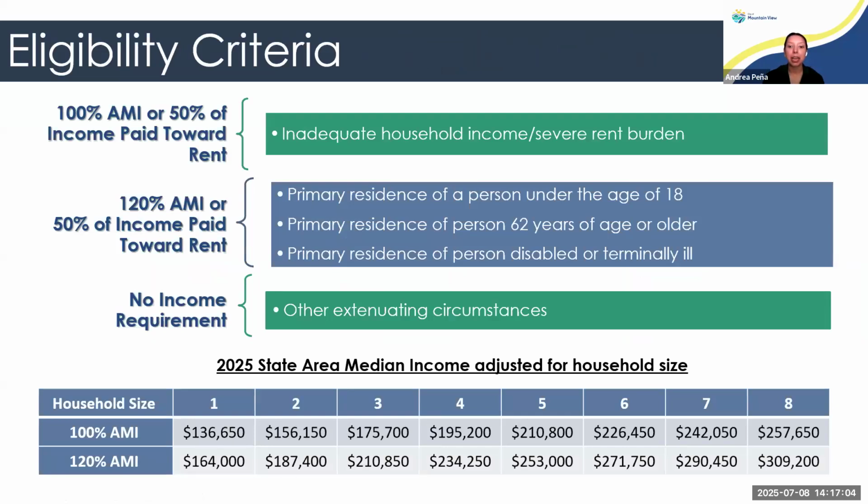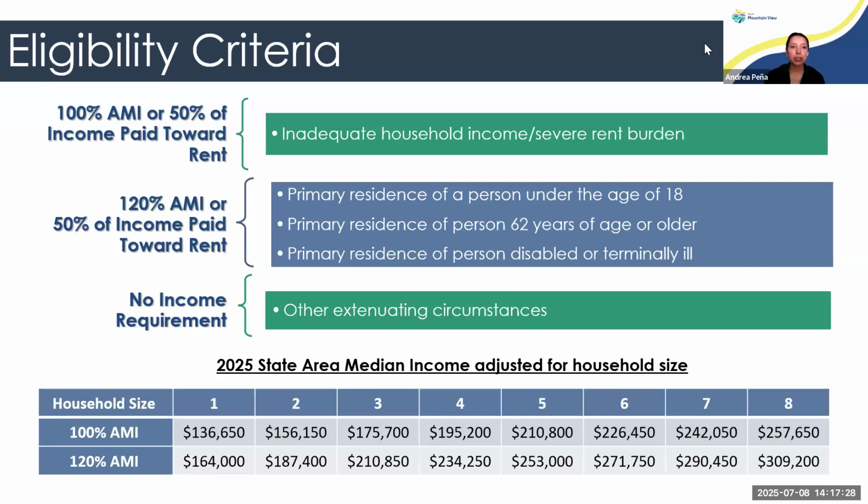The area median income, AMI, changes each year. And if the household has inadequate income or is severely rent burdened, meaning that 50% or more of their income is used towards rent, they may be eligible for a tenant hardship.